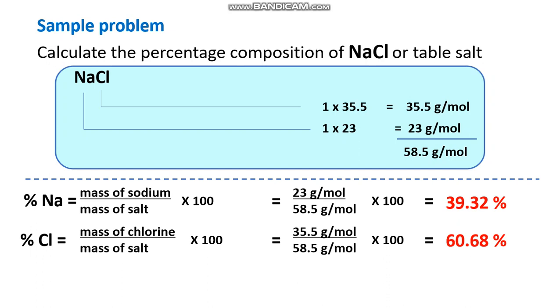The percent composition of chlorine would be 60.68%. Again, to check, add up the percentages; it must total up to 100.